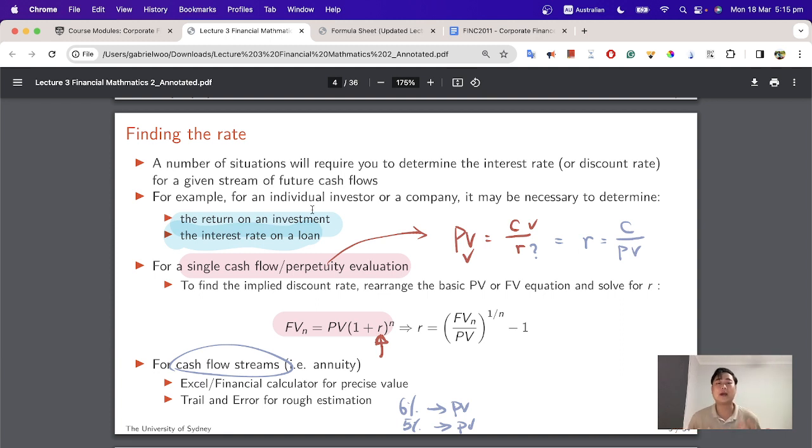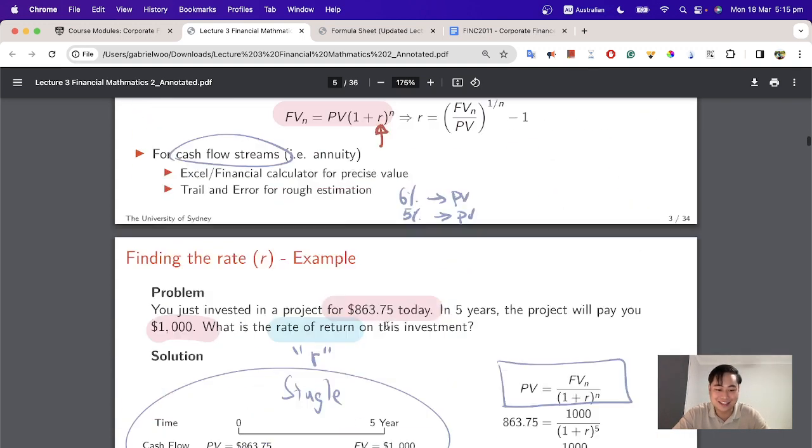So a number of situations could potentially arise where we need to calculate the interest rates. For example, for an individual investor or a company, it may be necessary to determine the return of an investment, the interest rates of a loan, or for a single cash flow perpetuity, we may be looking for what the return is, okay? So what we do is just rearrange it, simple as that. There really isn't a lot to see here.